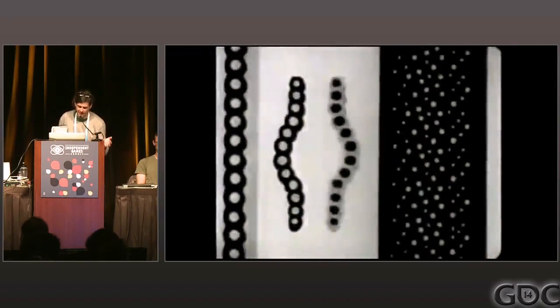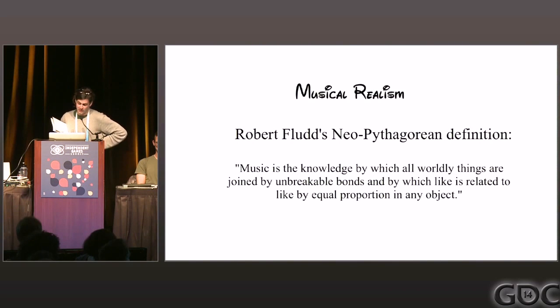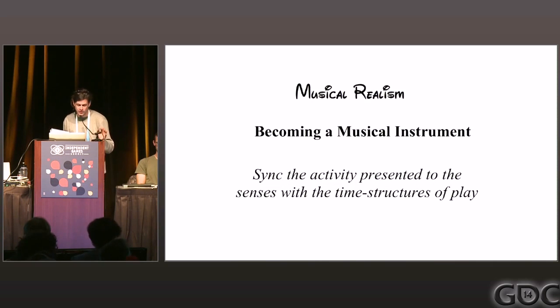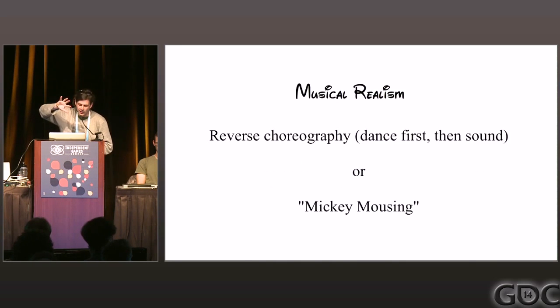So these pieces had sound originally, but I took them out because they look nice. Robert Fludd is an alchemist. He says music is the knowledge by which all worldly things are joined by unbreakable bonds. So this is like harmony, but all things. We're not just talking about tones in harmony. So becoming a musical instrument, like turning a video game into a musical instrument, is the idea of creating harmony between the touch experience and the time structural experience. Or as I like to talk about it, coding the structures, the skeleton in a skin, a vibrating sound skin.